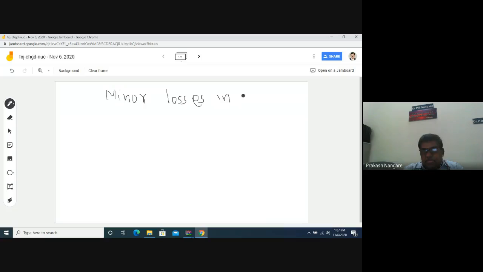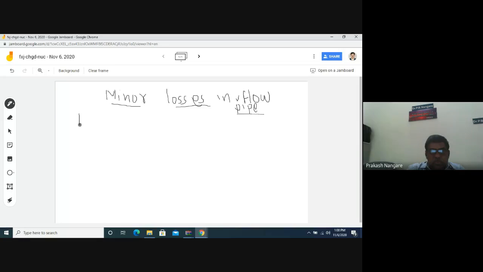Already you have seen the experiment on the major losses through the virtual lab, which was developed by NIT Surathkal. Today you want to look at the minor losses in pipe flow. You know the difference between pipe flow and open channel flow. In pipe flow, you observe losses like major loss and minor loss.